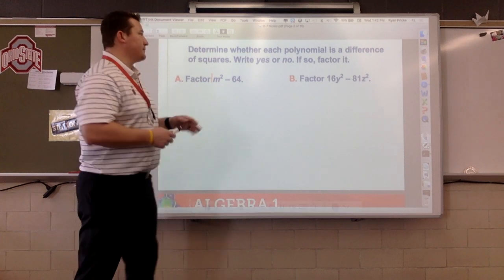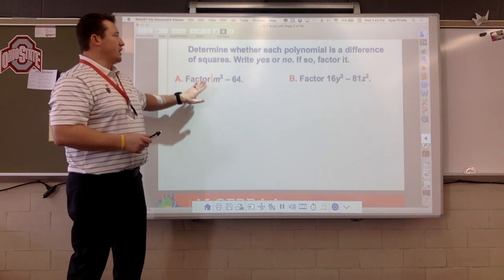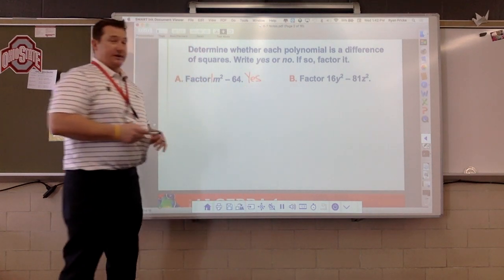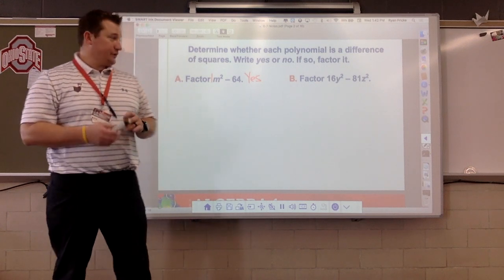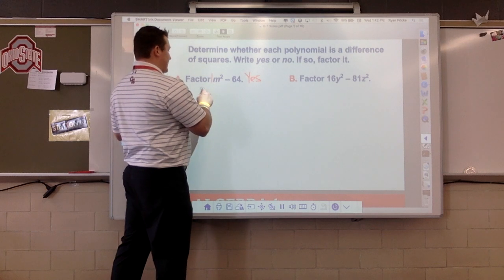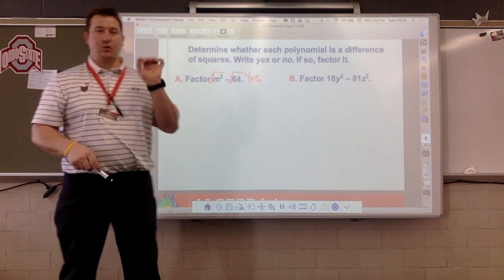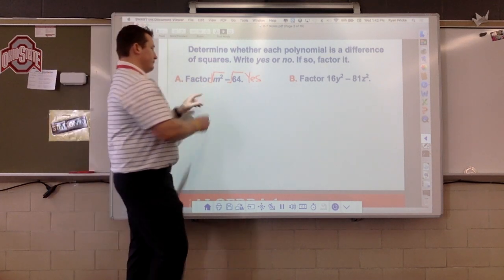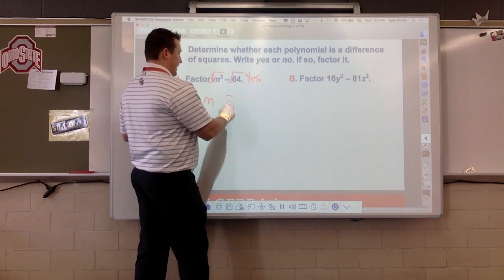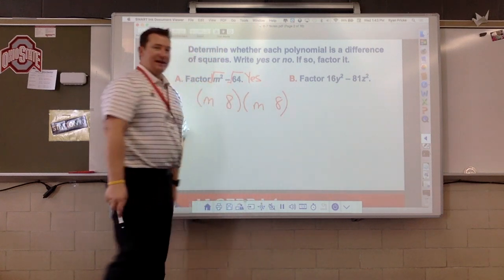It sure is. So determine whether each polynomial is a difference of squares, yes or no? If so, factor it. Definitely this one is a yes. This is how we factor: we are literally just going to take the square root of both of those. What's the square root of m squared? That's m. What's the square root of 64? 8.